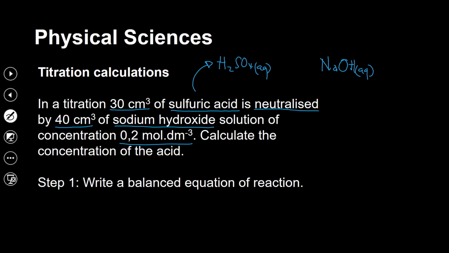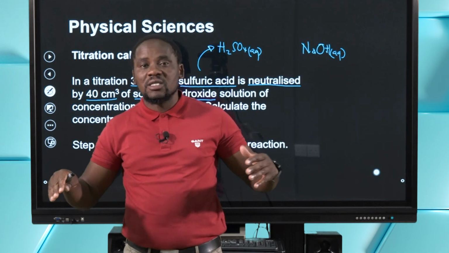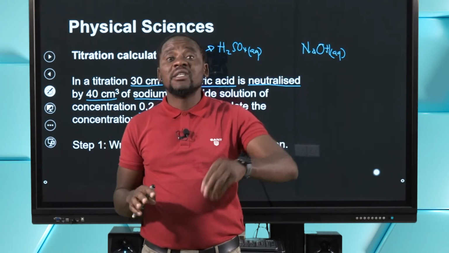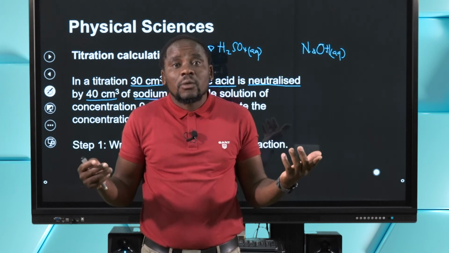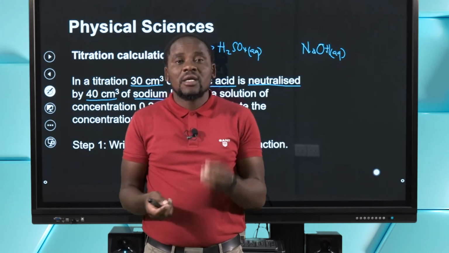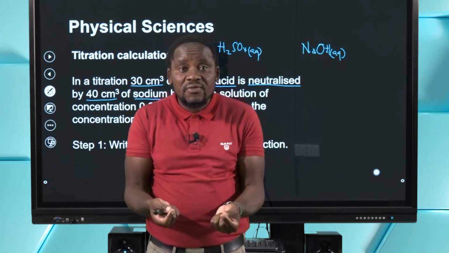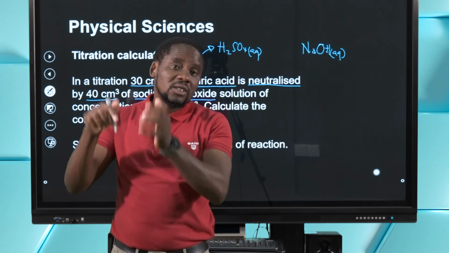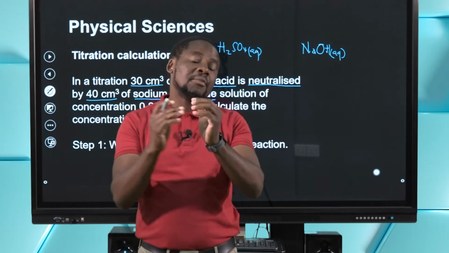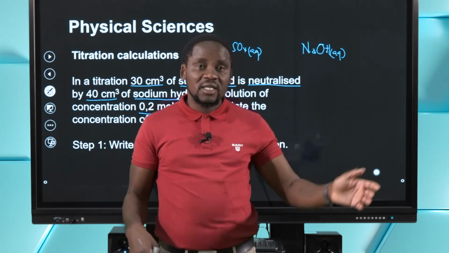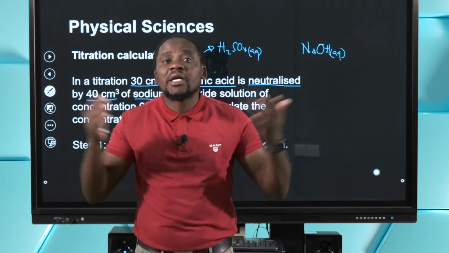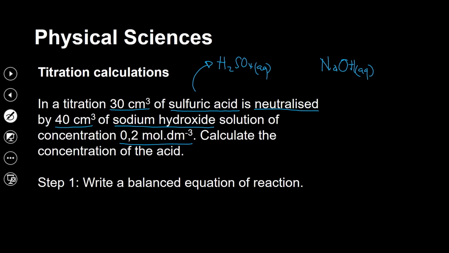Now, one thing that stands out from the onset is that the concentration of the base is given. In other words, what does that imply? It says to us that this base is actually our standard solution. Then our intention from then on is to use this known concentration to determine the unknown concentration of the acid. That's what becomes clear from the onset. Then it says, step number 1, write down the balanced equation of reaction.